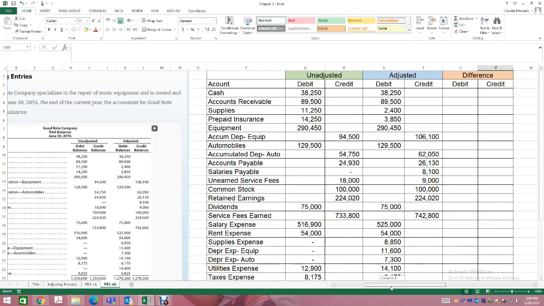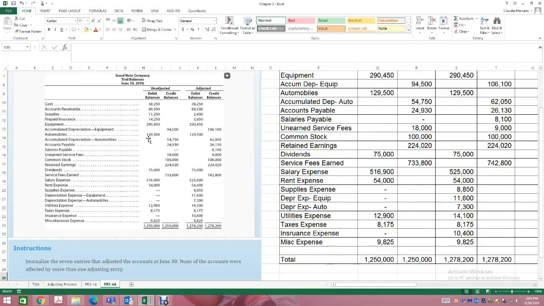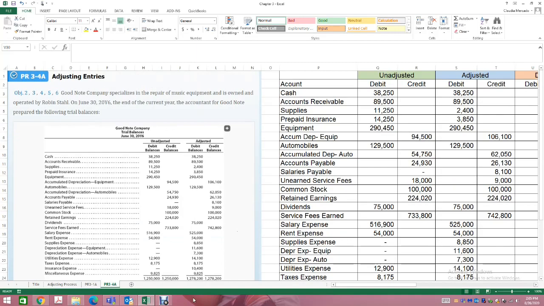Let's read the problem. It says, Goodnote Company specializes in the repair of music equipment and is owned and operated by Robin Stahl. On June 30th, the end of the current year, the accountant for Goodnote prepared the following trial balance. Then they give you the trial balance information. It says, journalize the 7 entries that adjusted the accounts at June 30th. None of the accounts were affected by more than one entry.